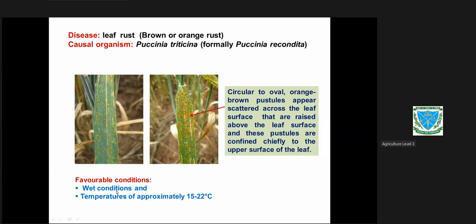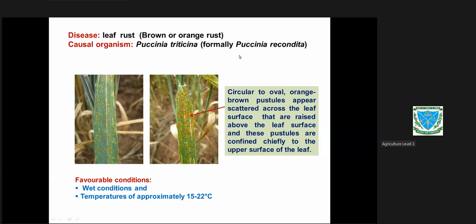So usually wet conditions and temperatures of approximately 15 to 22 degrees centigrade, wet conditions and moderate temperature, help Puccinia triticina to infect the host plants. Usually, you see, this is not striped. This is a circular to oval, orange-brown pustule.